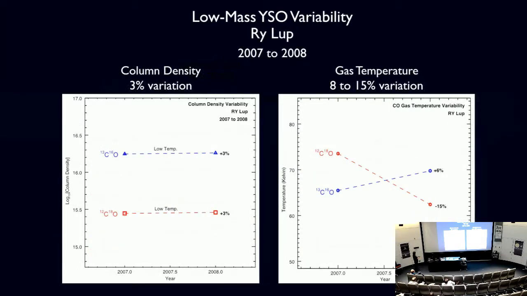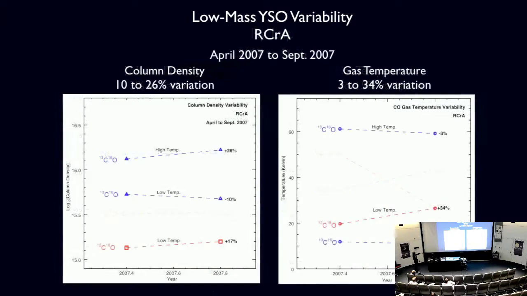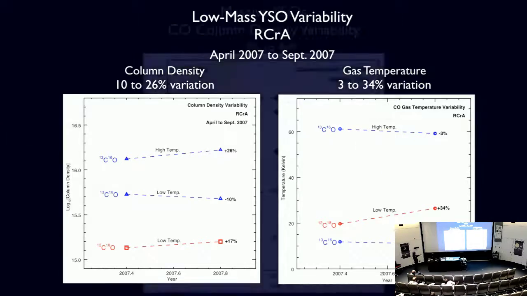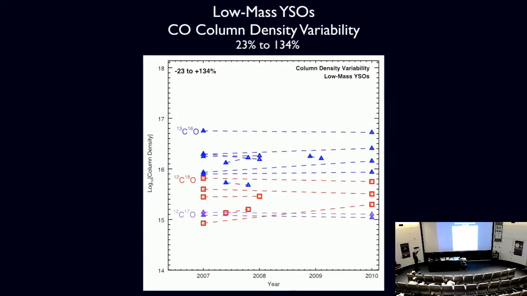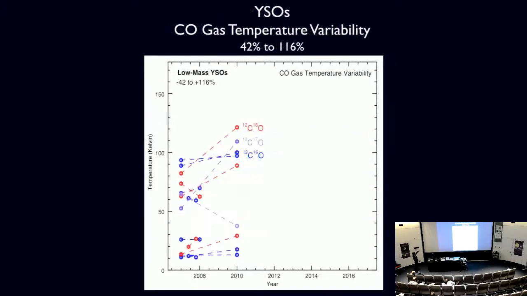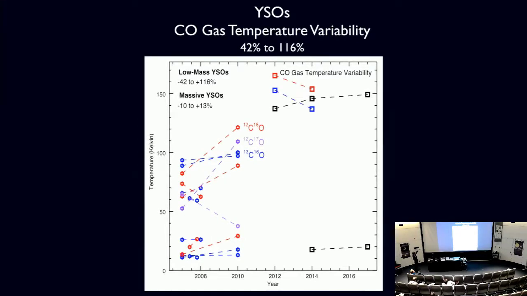But this is just a preliminary view of this, and then RY loop, which some of you may know, in 1 year, variability here, and RCRA, which in just a few months shows up to 34% in gas temperature, 26% in column density. And then to compile the YSOs, both YSOs, for the massive YSOs we have 46% and for column density variability for low mass YSOs up to 134%, and gas temperature here we have for all the YSOs a significant change.